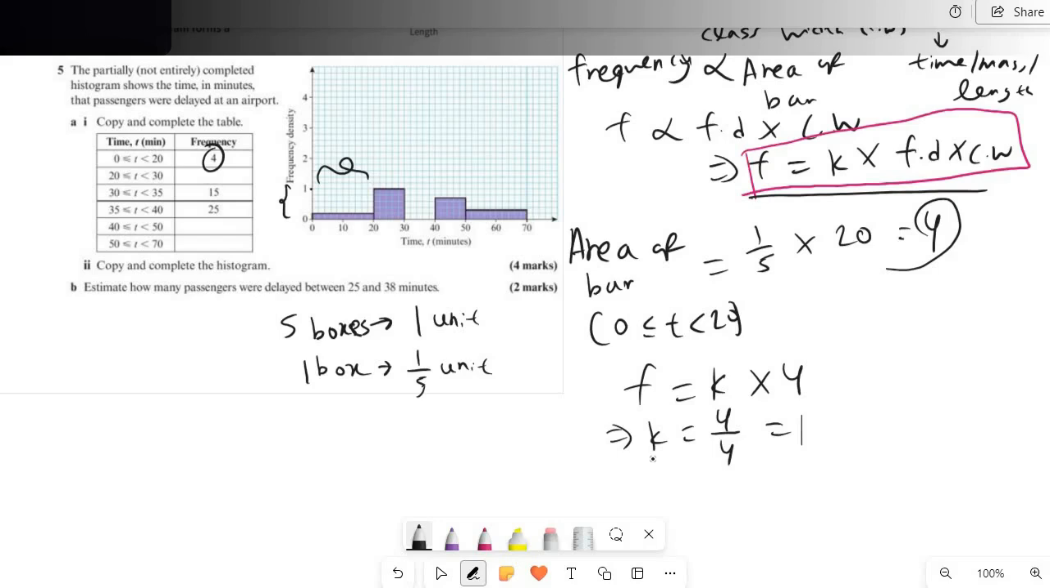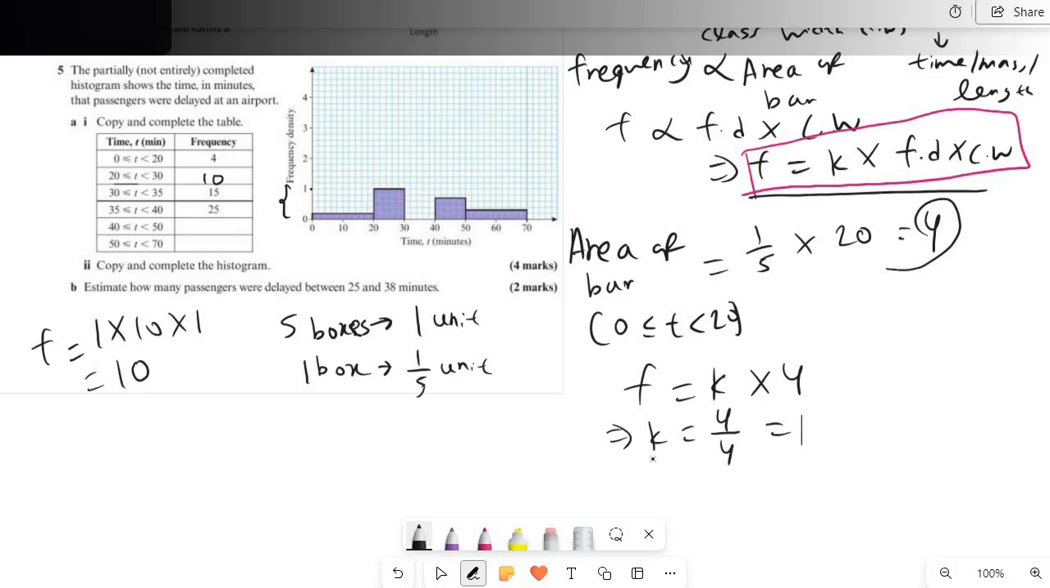For the second one, we can see that it has a class boundary of 20 to 30. So this length is going to be 10, and this is going to be 1, as you can see from the graph, meaning that frequency is going to be K multiplied with the area of bar. So because K is 1, we can simply write 1 multiplied with 10 into 1, which is the area of this bar, and this gives us a value of 10 here as the frequency. So this should be the frequency of the second column.